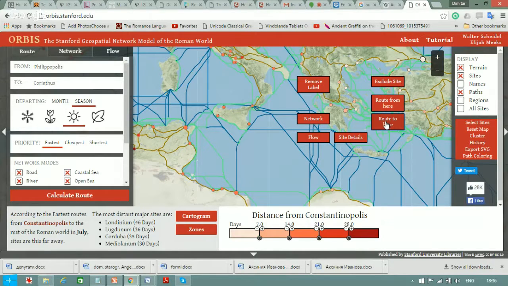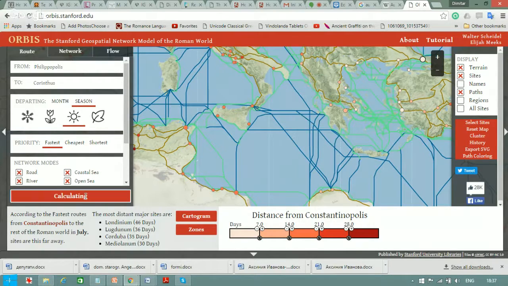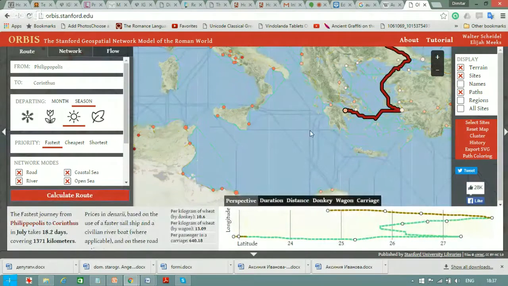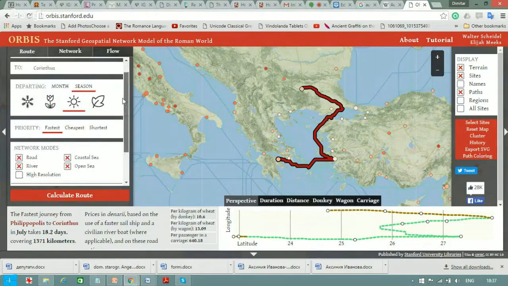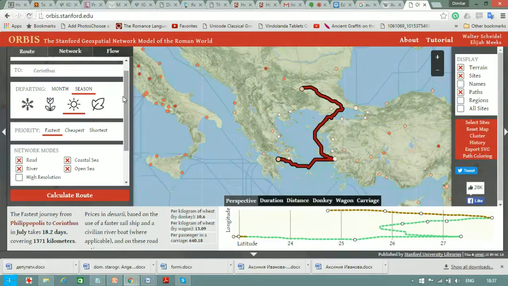And this is a geospatial model which uses very complex data. It uses nautical maps and atlases. It uses as a basis the Barrington Atlas of the ancient world, and many other resources. It's very detailed, described in the description of the project, and you are able to calculate routes according to the season, according to how fast, how cheap, or how short you want it to be, and according to various means of transportation, from mule cart to the cursus publicus that existed in the Roman Empire.